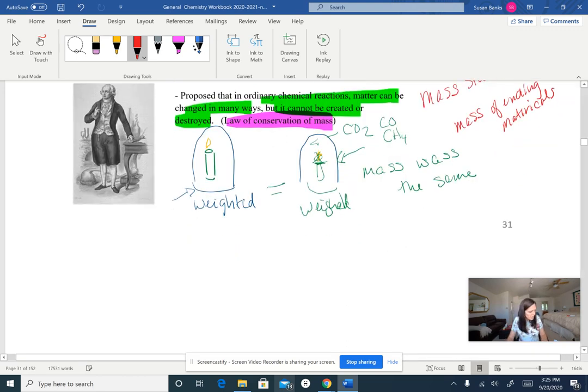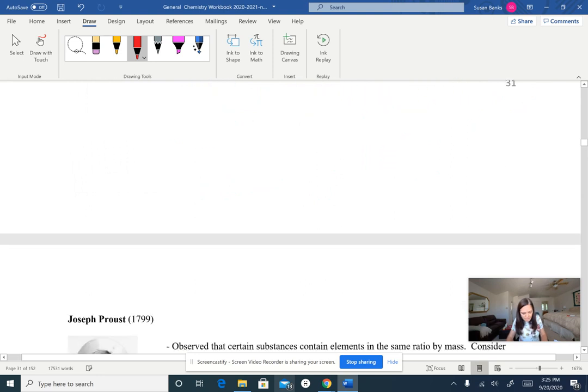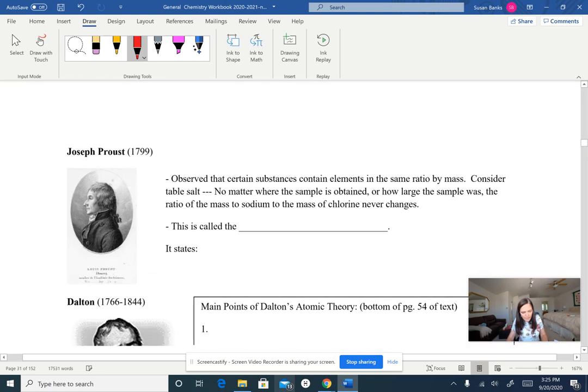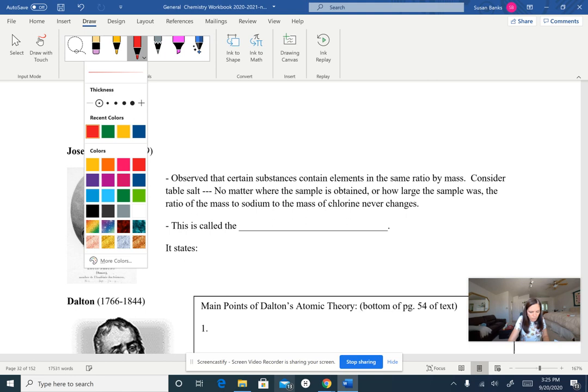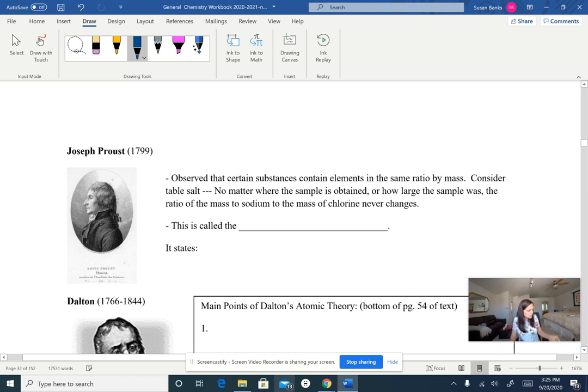Okay, let's go on to our next guy. Our next guy is Joseph Proust. He is from current Germany. Back then, Germany was not Germany. It was called Prussia. He observed that certain substances contain elements in the same ratio by mass.